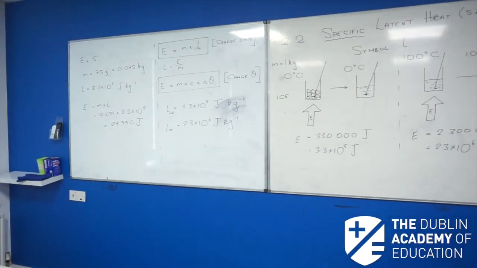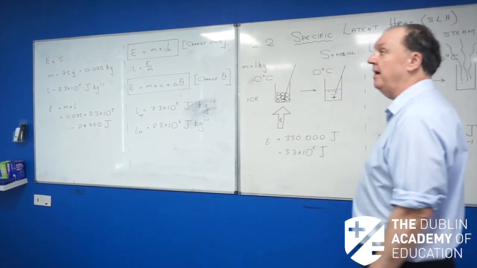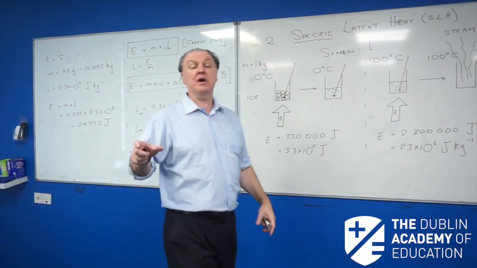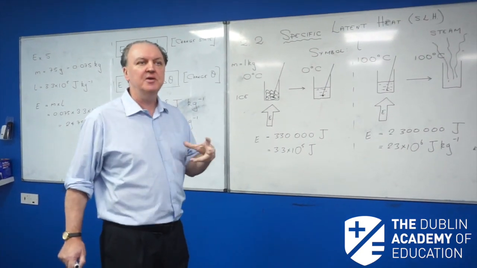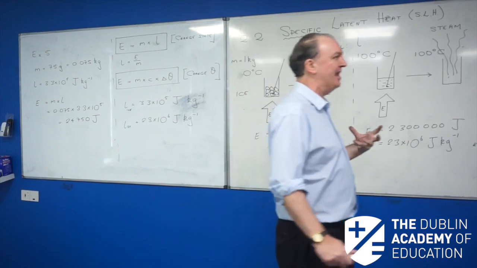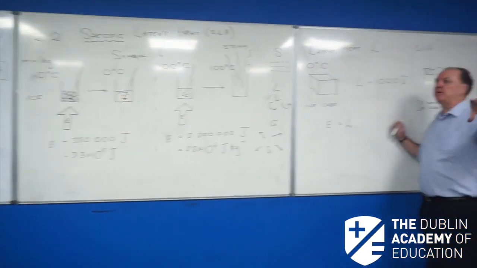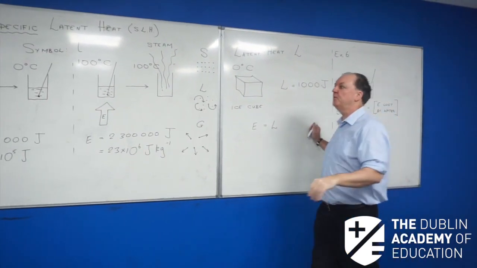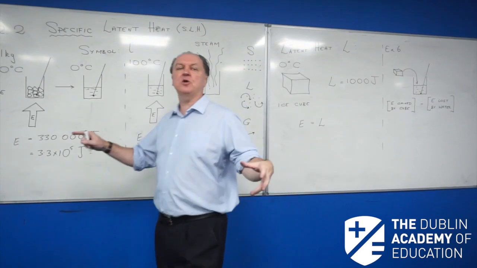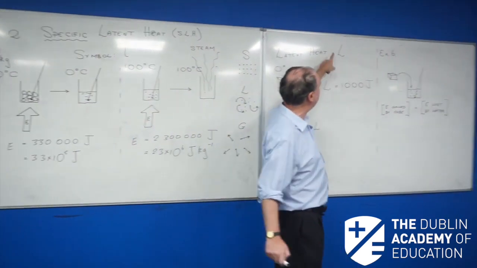Now, remember in the last lesson we talked about specific heat capacity, and we had another kind of thing called heat capacity where the mass wasn't involved. Well, we do the same with latent heat. Instead of talking about the specific latent heat, which I call little l, we just talk about the latent heat. And we call that value capital L.